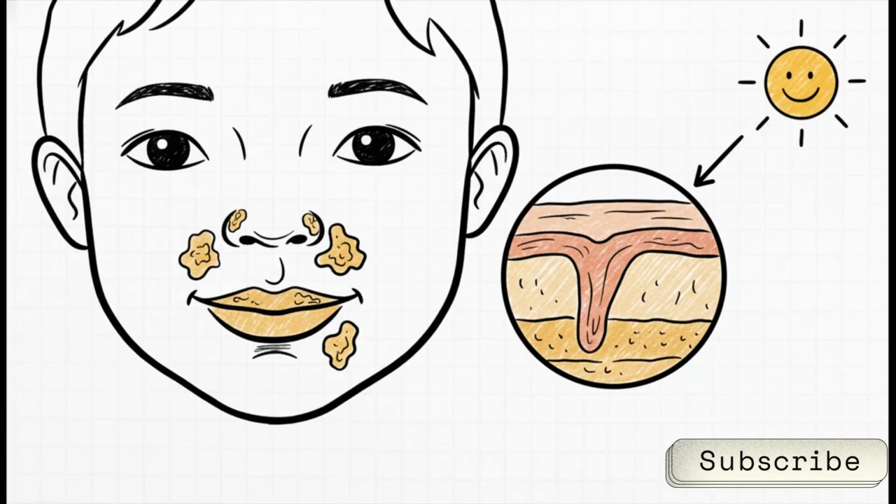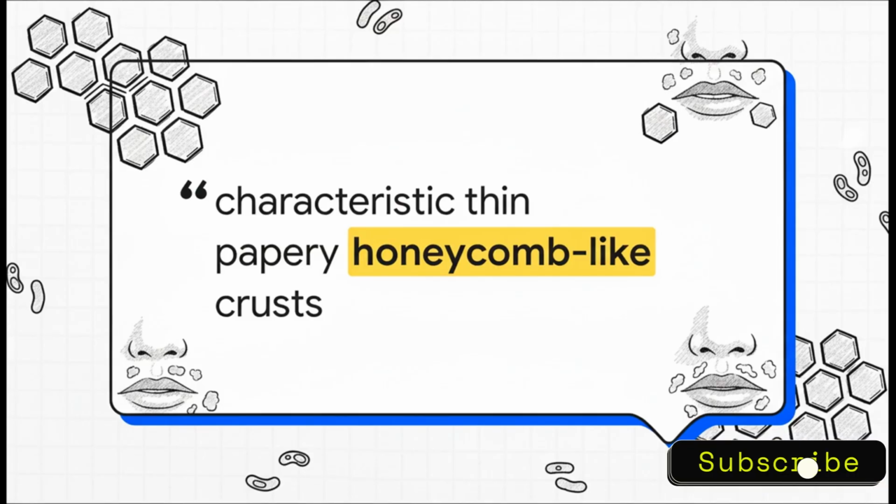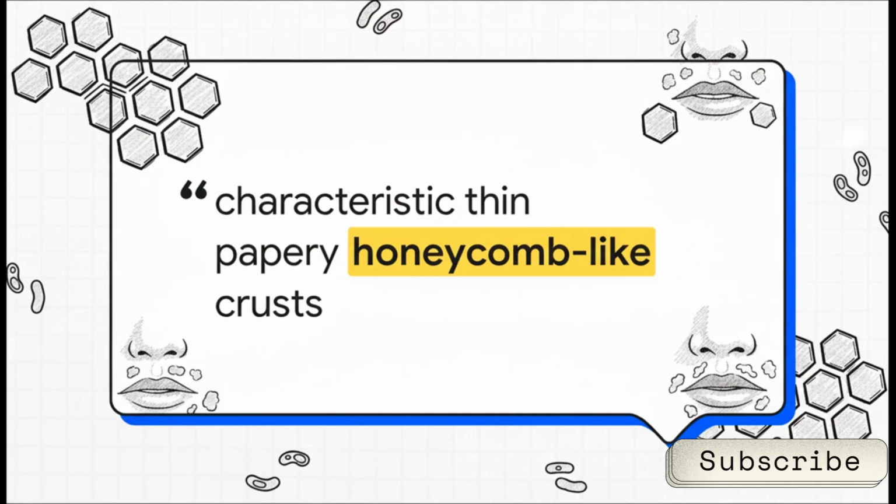Let's kick things off with the I in our mnemonic, Impetigo, which you'll also hear called pyoderma. This is a classic superficial skin infection, and you'll see it a ton, especially in kids living in warmer climates. And this slide shows the pathognomonic sign you absolutely must recognize. These are the classic thin, papery, honeycomb-like crusts. They form from dried-up serous fluid, usually around the nose and mouth. When you see this on an exam, your first thought has to be Impetigo.